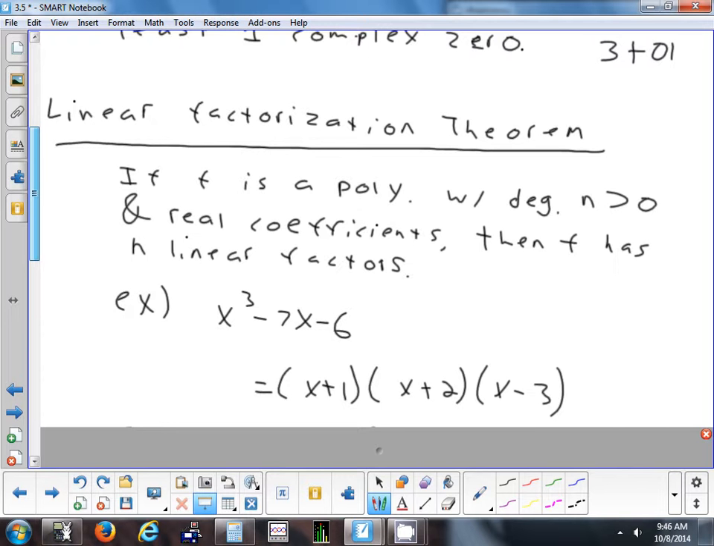Yep. So in order to take it down to a quadratic, you would pick one of your factors, say 2, and you would use that for synthetic. Or -2. Or, excuse me, -2. Yep.